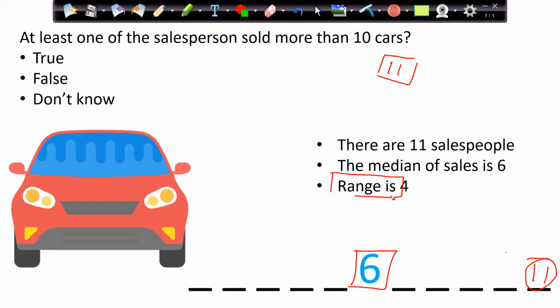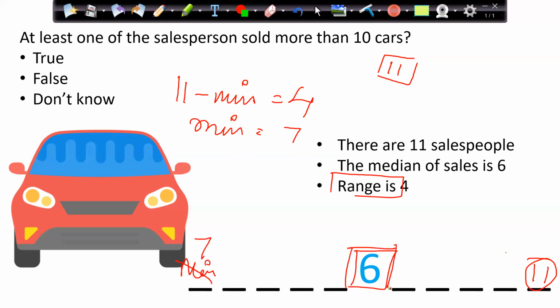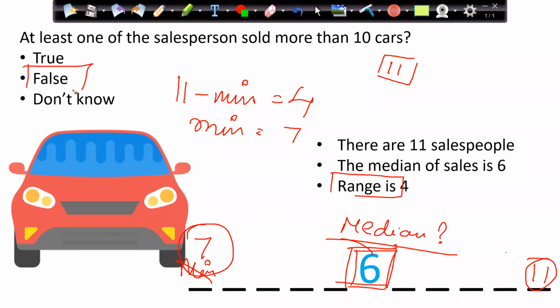Range is what? Maximum minus minimum, right? So if I say 11 minus minimum is equal to 4, then what is the minimum? Minimum comes out to be 7. If minimum comes out to be 7, then is my 6 as a median possible? No, right? If 6 is the median, that means the minimum value should be 6 or less than 6. So the answer is false. There is no guy who is selling more than 10 cars.